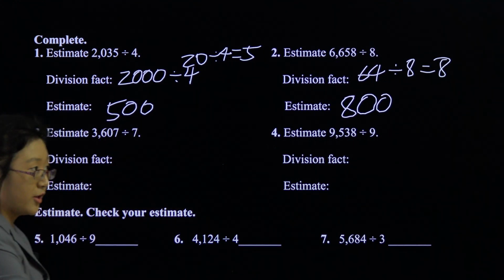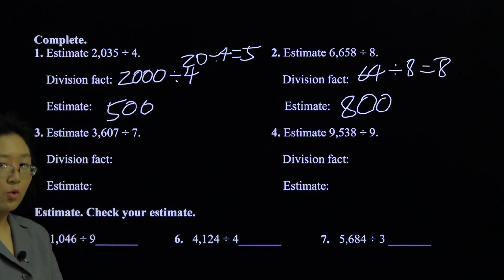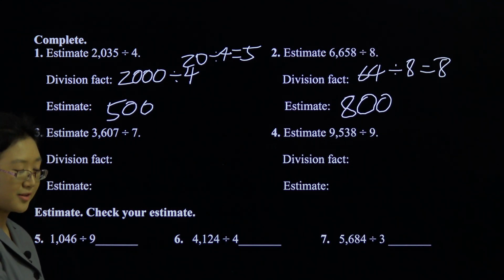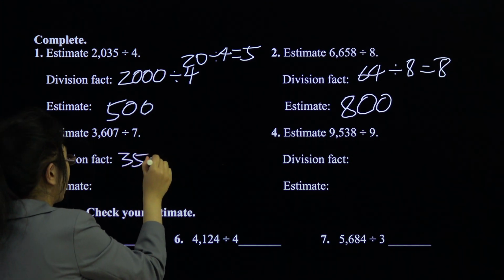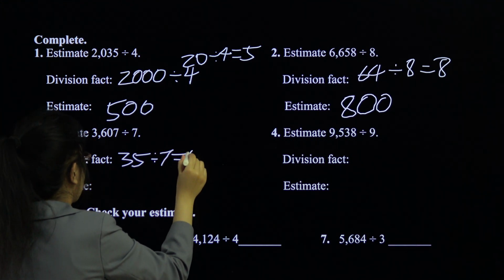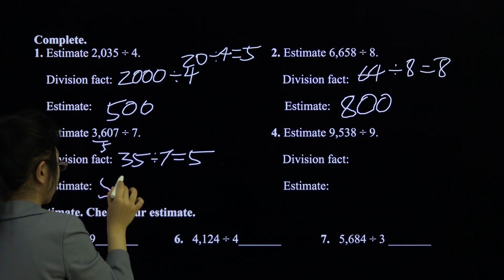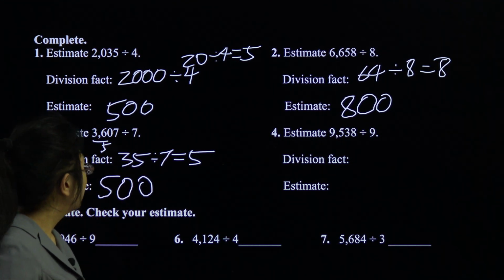Now we continue with 3,607 divided by 7. So what's a division fact or multiplication fact with 7 and something close to 36? 5 times 7 equals 35. So 35 divided by 7 is equal to 5. And that would be 5 over here and 2 more zeros. So the estimate would be 500. Oh, 500 again. Huh. Interesting.